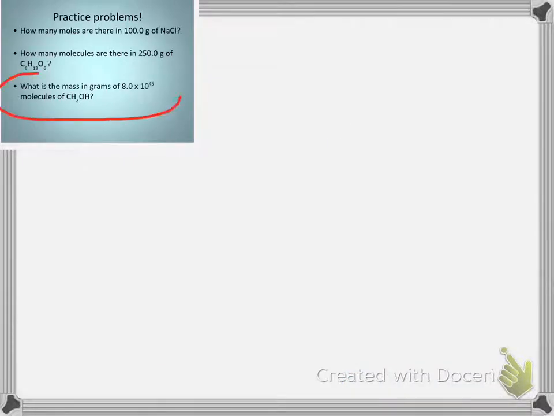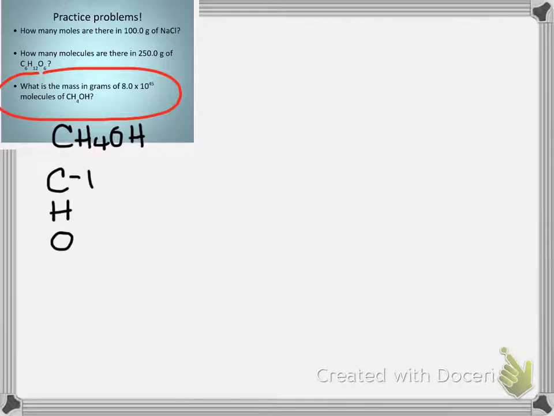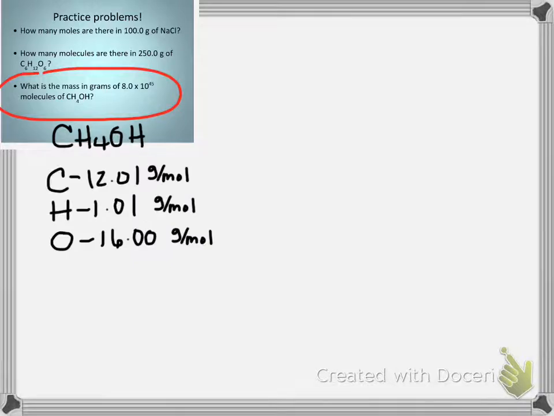Okay, we're asking what's the mass in grams of 8.0 times 10 to the 45th molecules of CH4OH. Well, again, first we're going to have to know the molar mass. We know that. So I'm going to list everything in CH4OH. There's a bit of a trick here. There are only 3 elements: 12.01, 1.01, 16.00. The question is, how many of everything is there?